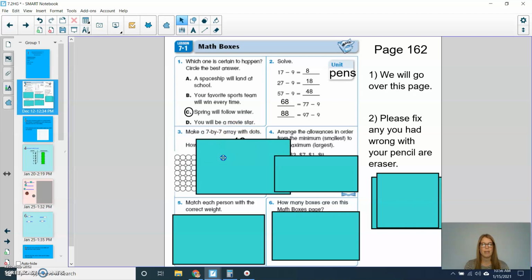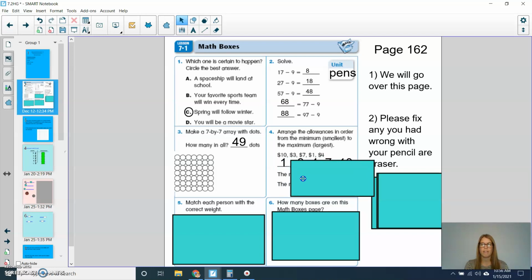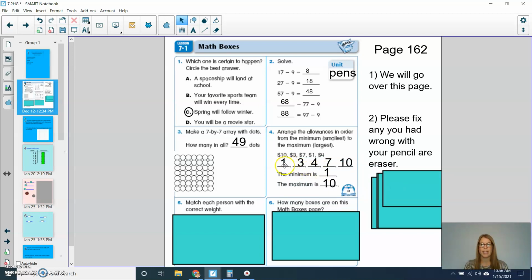For question 3, make a 7 by 7 array with dots. So yours maybe looks something like mine, and when you are figuring that out, you should have figured out that there are a total of 49 dots. For question 4, arrange the allowances in order from the minimum, the smallest, to the maximum, the largest. So I had the order 1, 3, 4, 7, 10. My minimum, or the smallest number, was 1, and then the maximum, the biggest number, was 10.